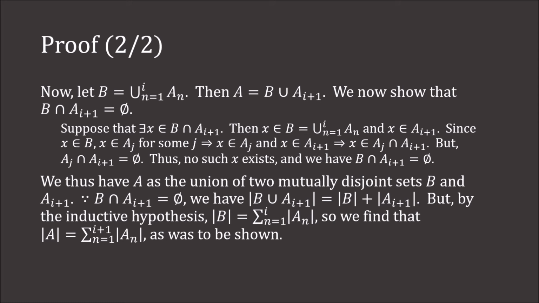Thus, we now have that A is the union of 2 mutually disjoint sets, B and A sub i plus 1. And since this intersection is empty, we have the number of elements in B union with A sub i plus 1 is the number of elements of B plus the number of elements in A sub i plus 1. But by the inductive hypothesis, the number of elements in B has to be this sum. So it's this sum plus A sub i plus 1. And by properties of summations, we can now write that as this single summation, which is what was to be shown, and so the proof is complete. And this is known as the addition rule.